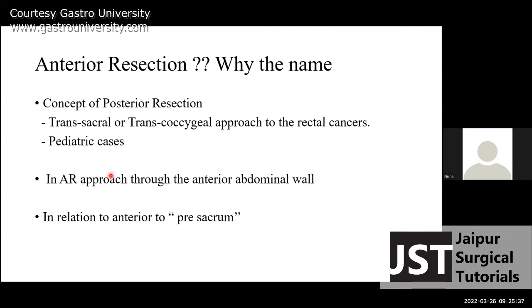Because there is something also called a posterior resection, which is done in pediatric patients, where the approach to the rectal tumors is through a transsacral or transcoccygeal route. And here in anterior resection, since we are approaching through the anterior abdominal wall, essentially we are lying anterior to the presacrum, hence the name anterior resection.